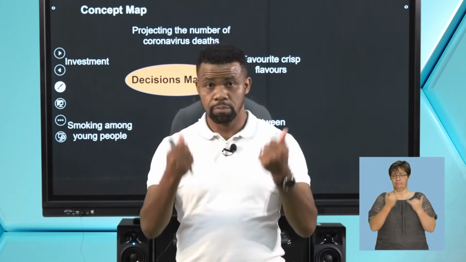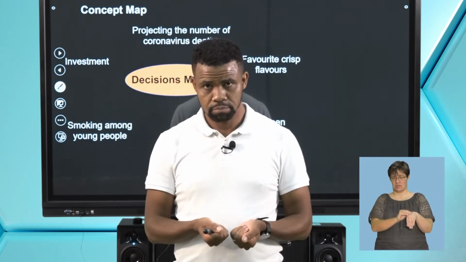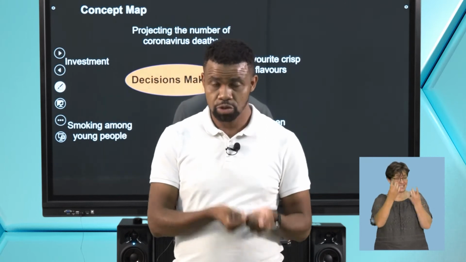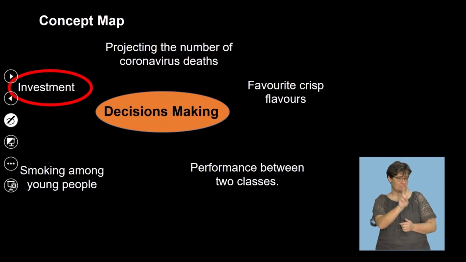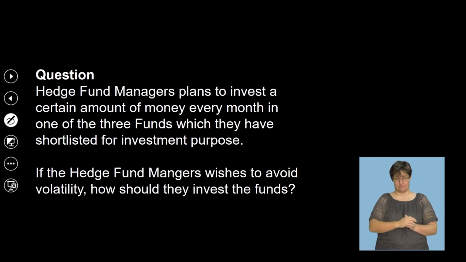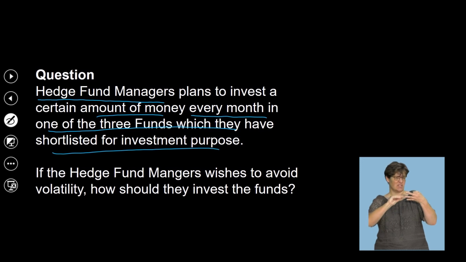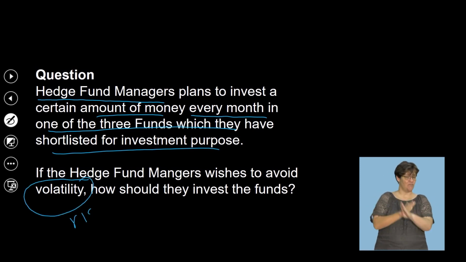Now what we're going to look at is a problem in an investment. How can we use statistics to make decisions in finance? Let's see what we have. So we're going to look at investments. So there is a question. A hedge fund manager plans to invest a certain amount of money every month, in one of the three funds which they have shortlisted for investments. Okay. So if the hedge fund manager wishes to avoid volatility, remember volatility, we're talking about risk.